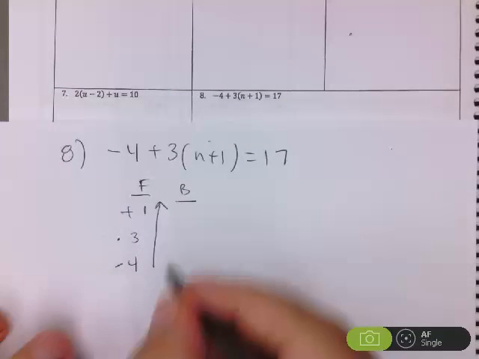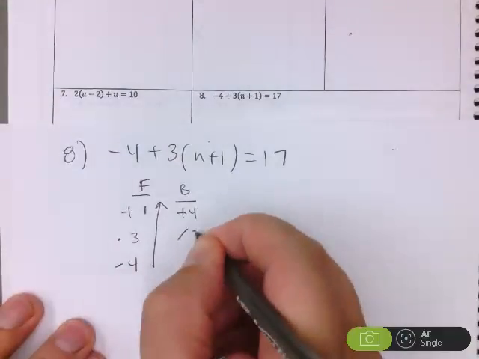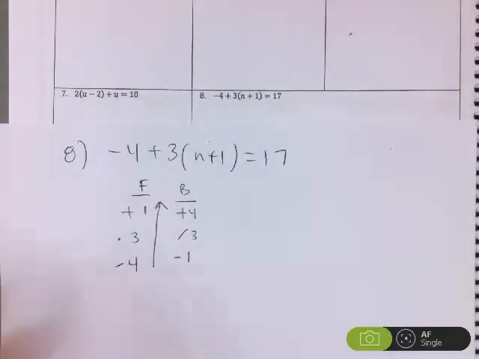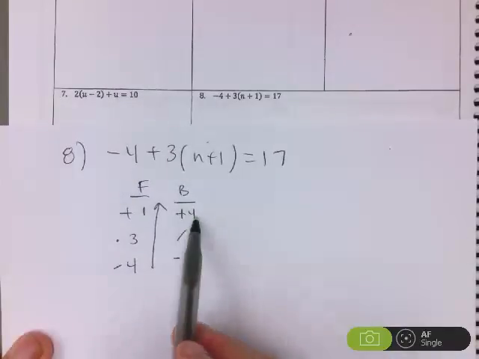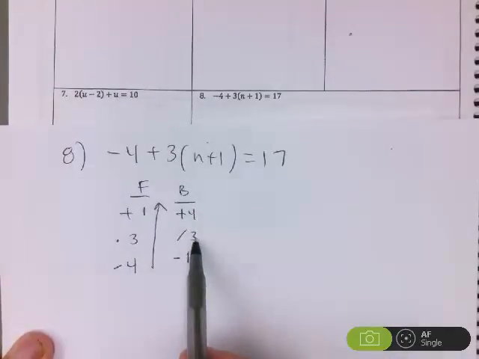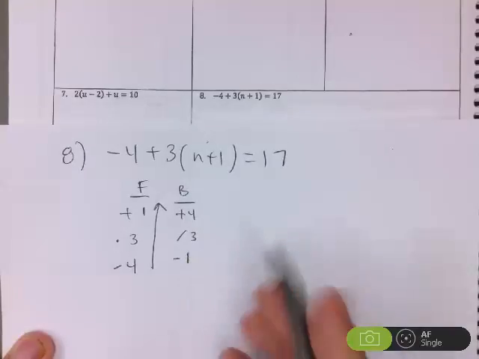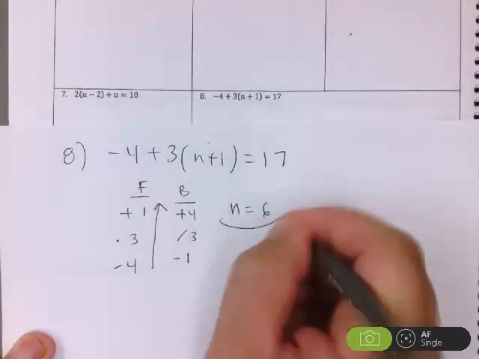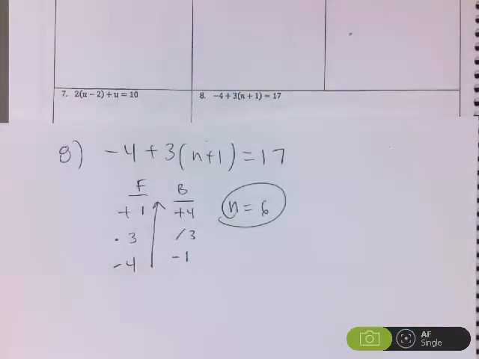Alright, now I'm going to go up. Then I'm going to reverse them. So I've got plus 4, divide by 3, take away 1. And then I just add these up. So I've got 17 plus 4 is 21. Divided by 3 is 7. Take away 1 is 6. So I have n equals 6 is my answer.